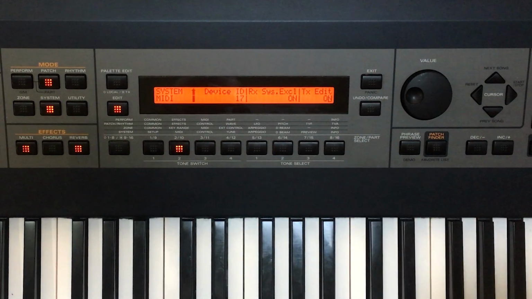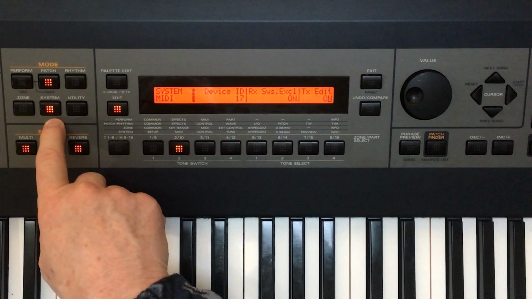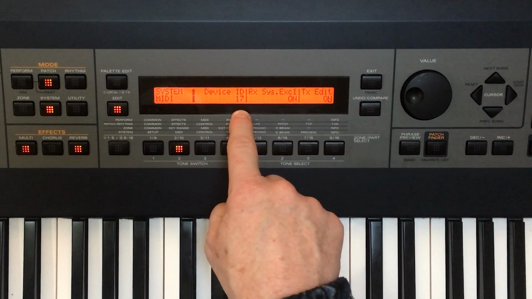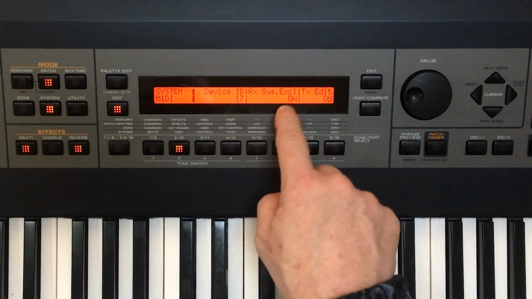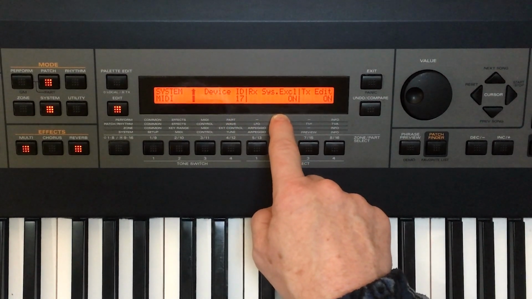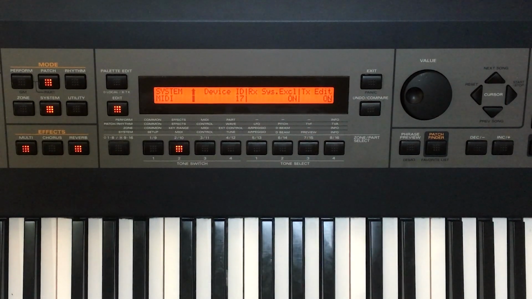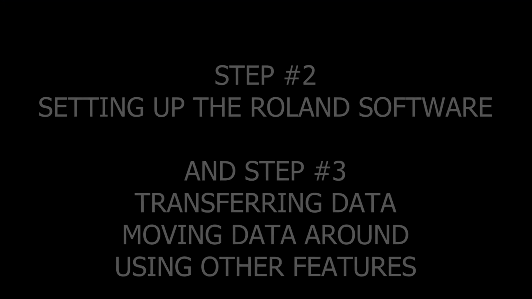At this point, we're done. We've done everything we need to do. We've turned off the memory protect in the utility, and we've come to system mode under MIDI, and we've made sure our device ID is set for 17, and receiving system exclusive information is set to on. Let's go into the computer now and set it up so that it can talk to this device.